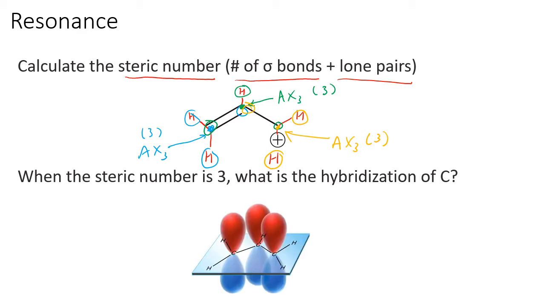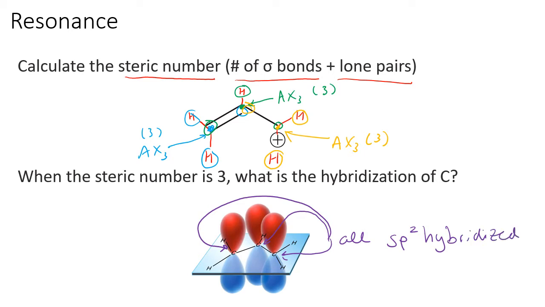What is the hybridization of each of our carbons? All of them are AX3, so when it's AX3, the hybridization of every single one of these carbons is going to be the same, because they all have the same geometry. All of them are going to be sp2 hybridized.